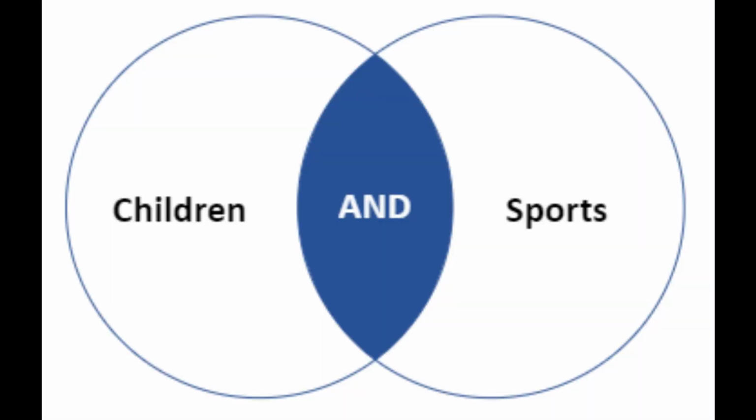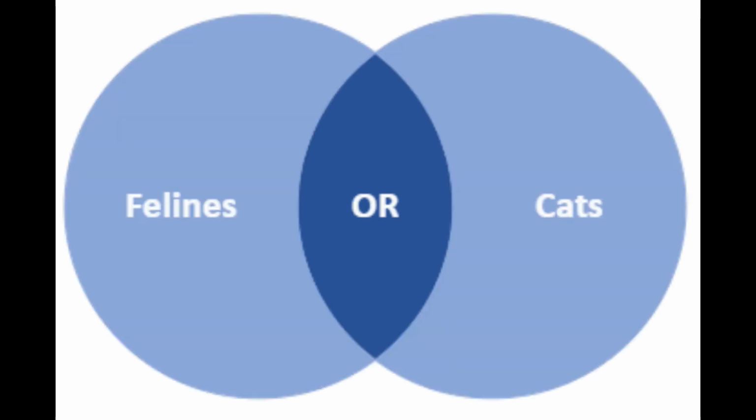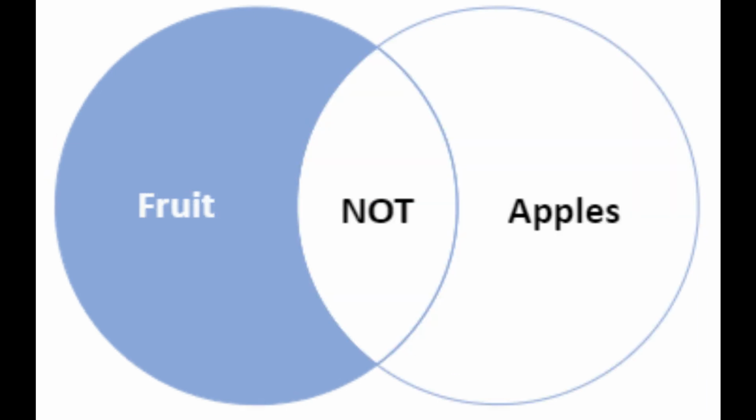And means that your search results must have both terms. This will really limit the number of results you're seeing. Or means that your results can have either or both terms. This will really open up the number of results you're getting. Not means that the second keyword will be excluded from your results. This will limit the results you're seeing, but not as much as and would.